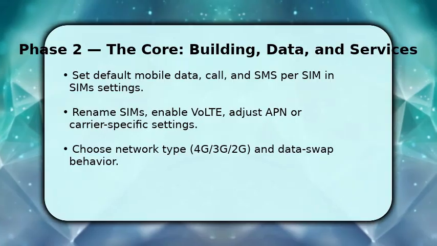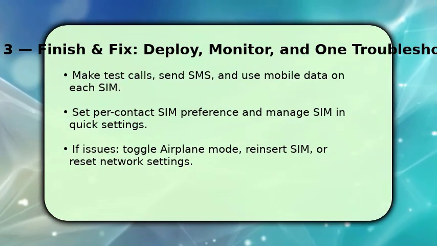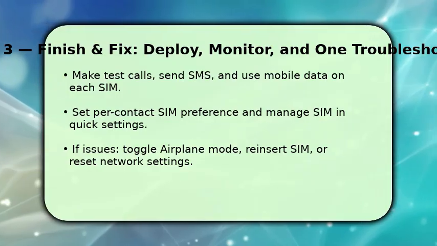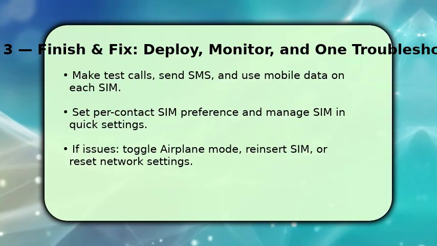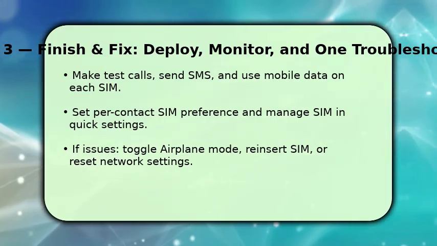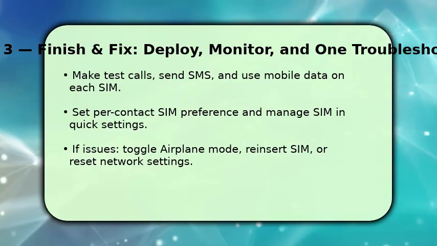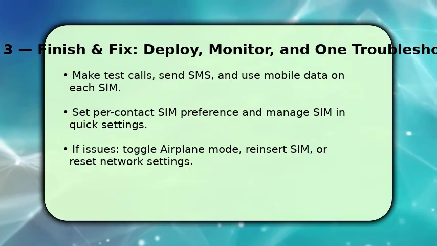Finish by testing both lines. Make a call, send an SMS, and browse with mobile data on each SIM to confirm functions work as expected. Then personalize. Assign a default SIM per contact, and use the Quick Settings tile to switch active SIMs fast.